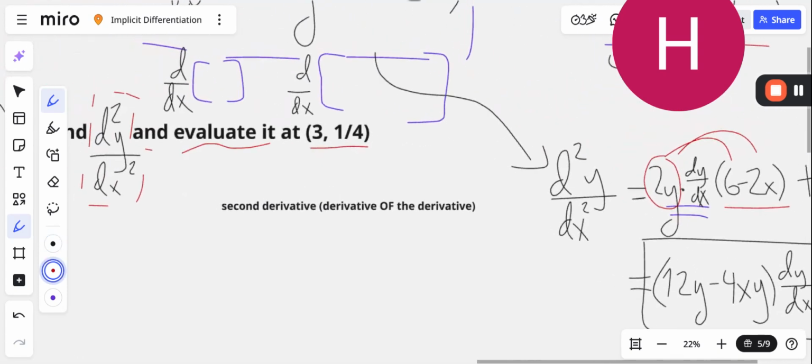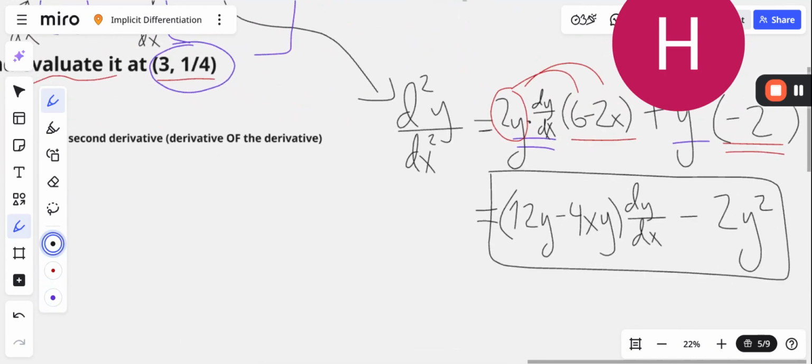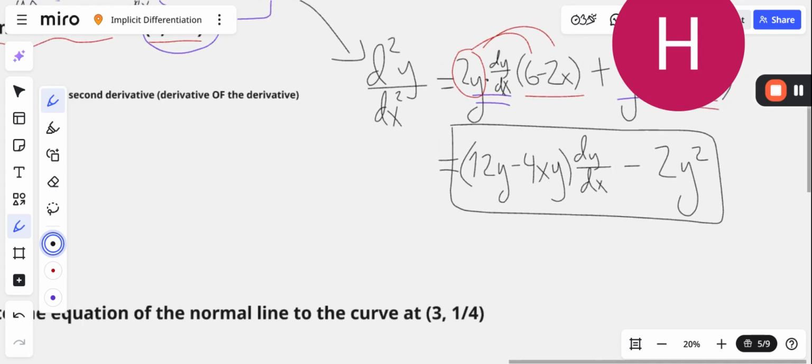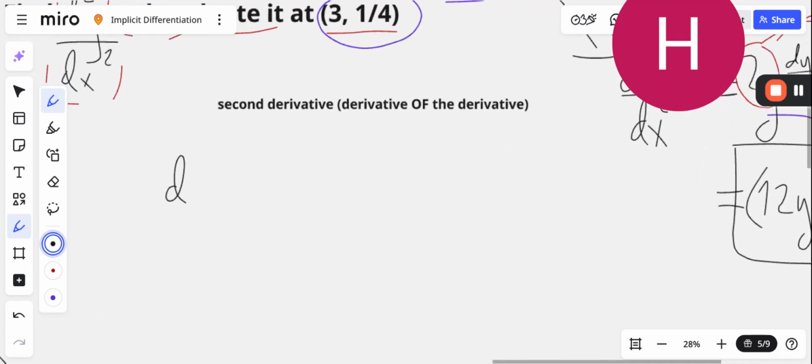They also want us to evaluate it at this point, (3, 1/4). So at that value, the way that we write evaluating, by the way, is we would say d squared y dx squared. Then we could put a little bar here. And you can either put the coordinate, you can put (3, 1/4). You can also put just the conditions that you're plugging in. So you can say x equals 3, y equals 1/4. You can do it like that. I think it's a good idea to write something like that to indicate that you're using the second derivative and you're plugging in these points.